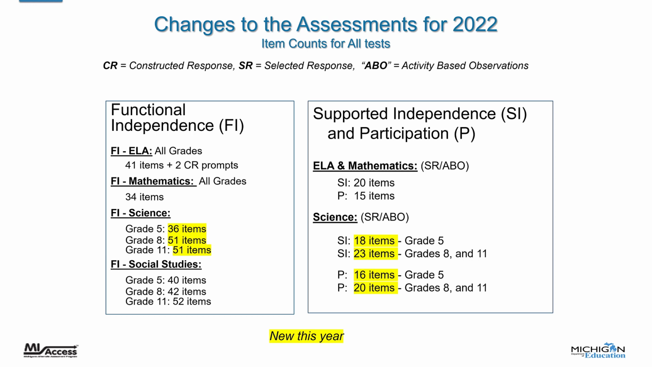The supported independence and participation levels of the assessment have also changed for science. There are 20 items for ELA and mathematics for the supported independence, and 15 items for the participation level. For Science SI, there are 18 items for grade 5 and 23 for grades 8 and 11. For participation, the total for grade 5 is 16 and 20 for grades 8 and 11.